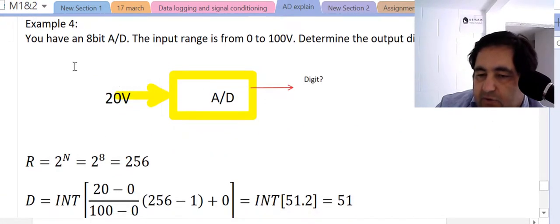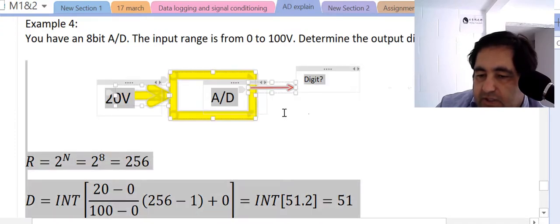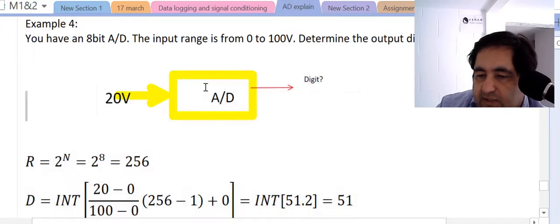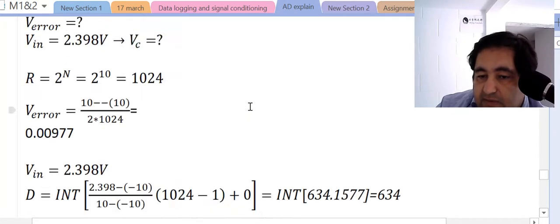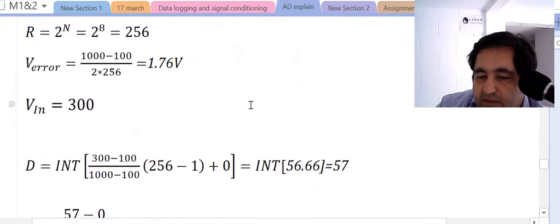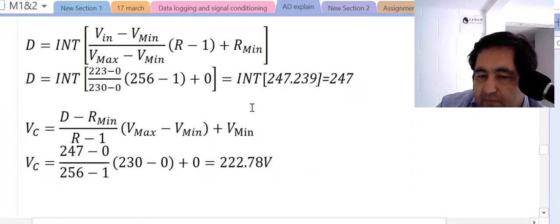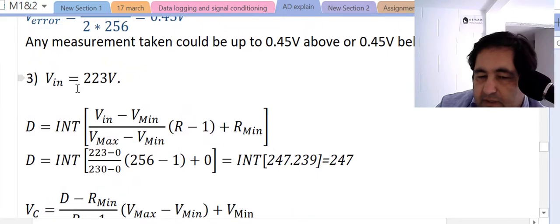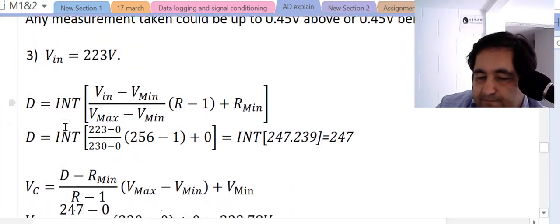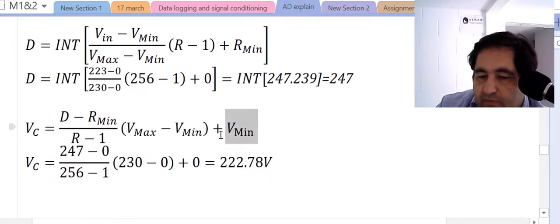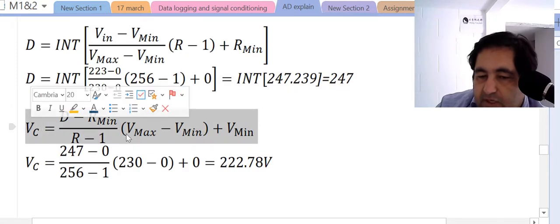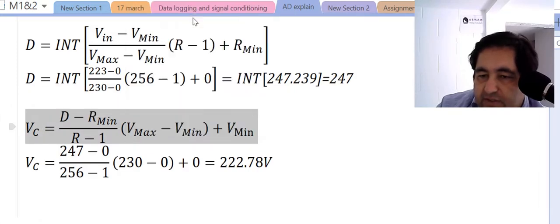So let me actually copy this here and show you the case that is actually different. Okay, here we have the A to D. We don't know how much this voltage is, but we do have the digits. So that's the case that we have. Again, I copy and paste the formula that we have. Well, this is the formula I need. I need VC when I have the digit.